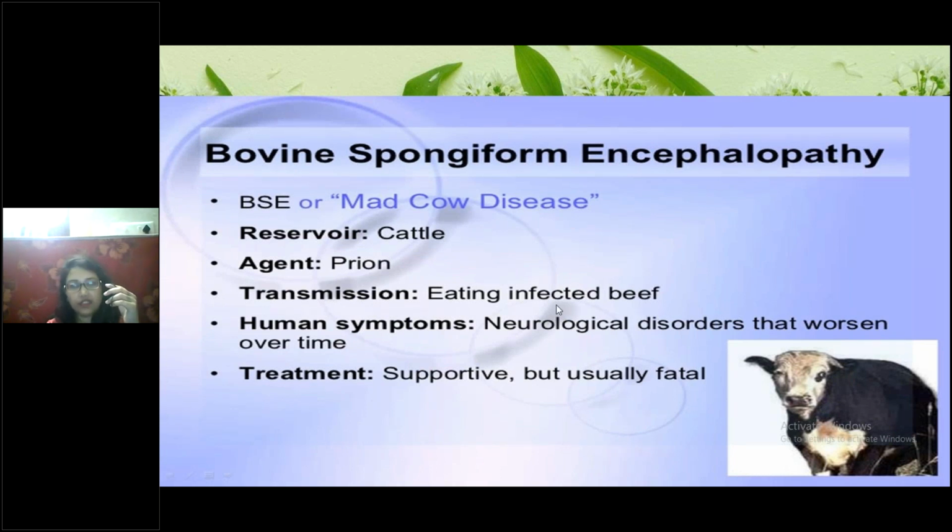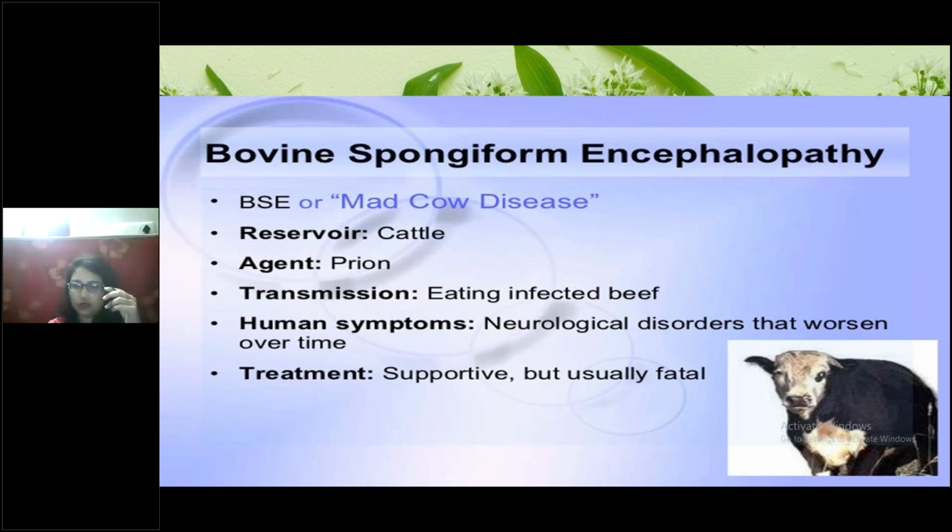And why is it known as spongiform? Because in the brain, once you do an autopsy, you can find sponge-like things, and once you see the infected cell also, you can see lots of vacuole-like things, and that is why it is known as spongiform encephalopathy. So these are neurological disorders that worsen over time, and basically supportive treatment is given, but these diseases usually worsen over a longer period of time, and usually the patient dies.